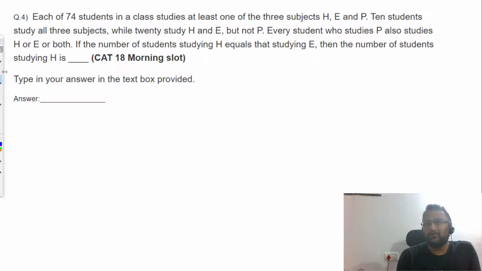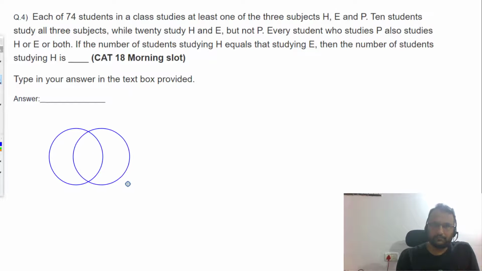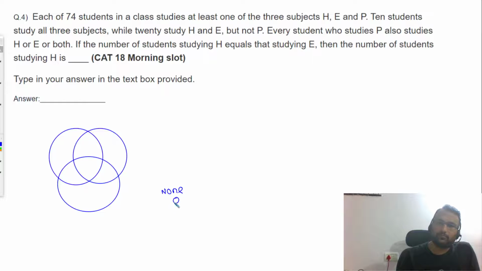Each of 74 students in a class studied in at least one of the 3 subjects H, E and P. 10 students study in all 3 subjects while 20 study in H and E but not P. So let's draw the Venn diagram here. The 3-set Venn diagram is going to be like this. Over here none portion is 0. Total number of students are 74. This circle is for H, E and P.